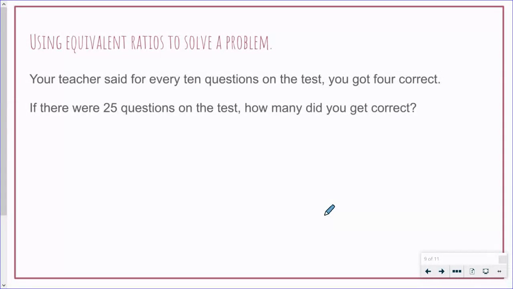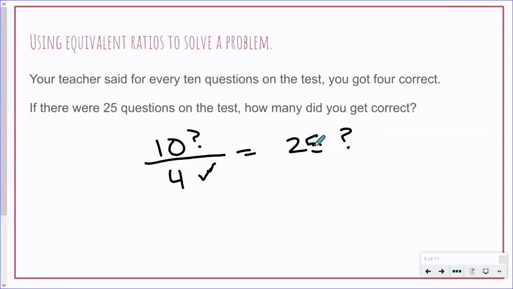Your friend said for every 10 questions on the test, you got 4 correct. If there were 25 questions on the test, how many did you get correct? So for every 10 questions, we got 4 correct. And this is saying if there were 25 questions, how many did we get correct?